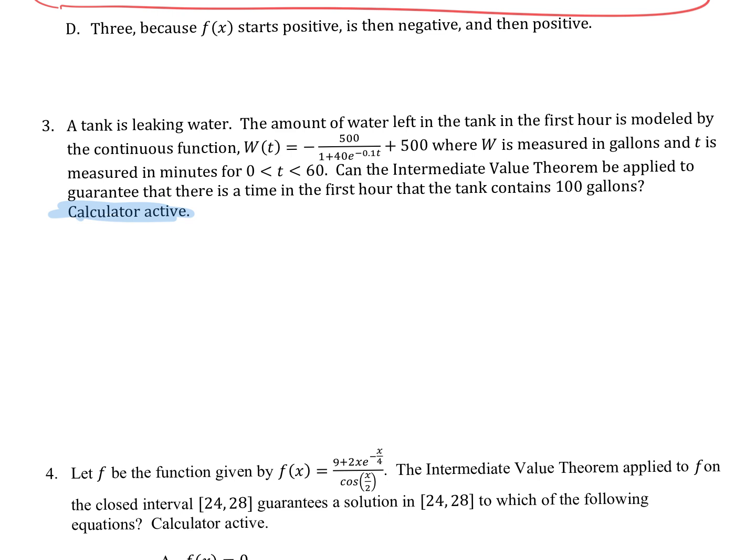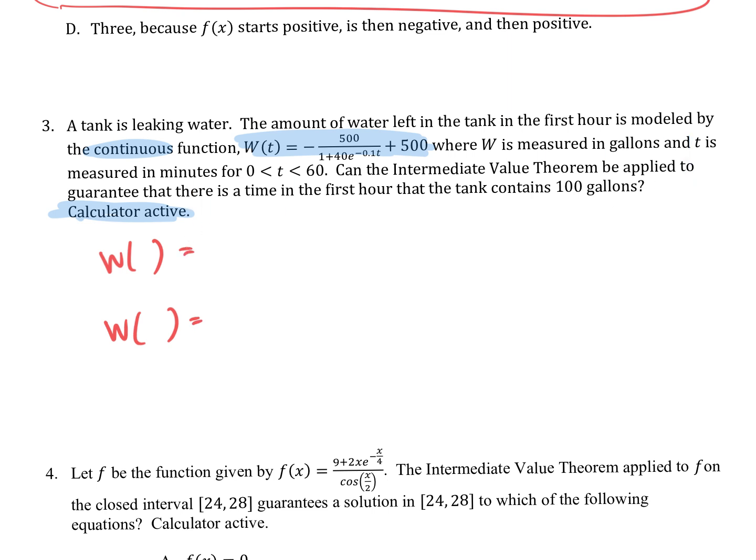We got a calculator. Tank is leaking water. The amount of water left in the tank is modeled by this continuous function, W. W is measured in gallons, T is measured in minutes between 0 and 60 minutes. Can the intermediate value theorem be applied and guarantee that there's a time in the first hour that the tank contains 100 gallons? In the first hour, what are the points that we want to double check? W of blank and W of blank.